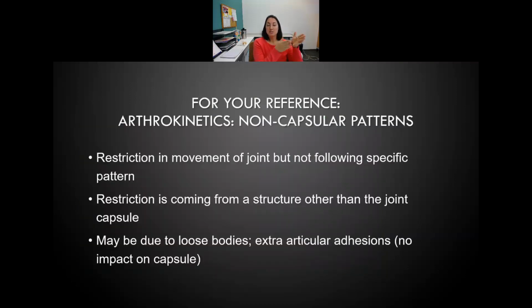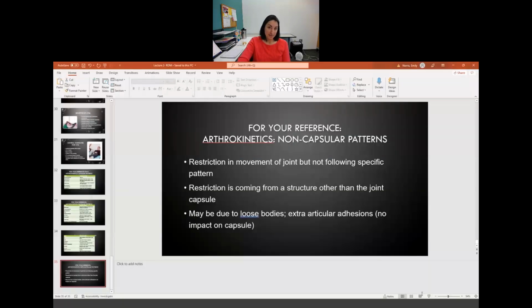And then with non-capsular patterns, the limitation in the joint does not follow these patterns. So anything that's outside of these patterns would be non-capsular. The restriction is coming from something other than the joint capsule. That's why they're non-capsular. It could be a loose body. It could be an adhesion that didn't affect the capsule. It could be some scar tissue, anything like that. And that would be a non-capsular pattern. And that just helps you understand how to go forward.